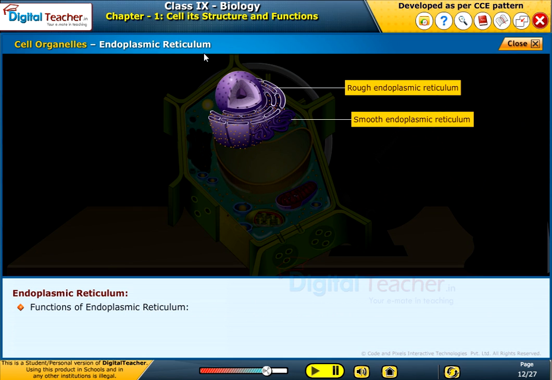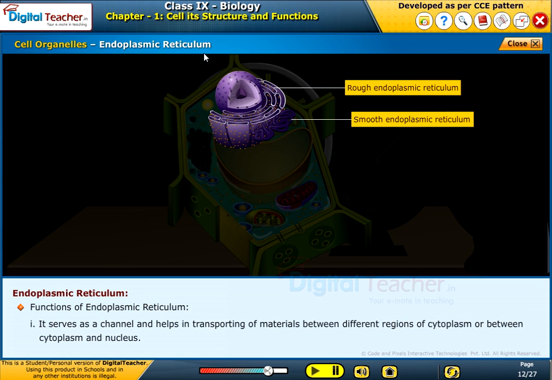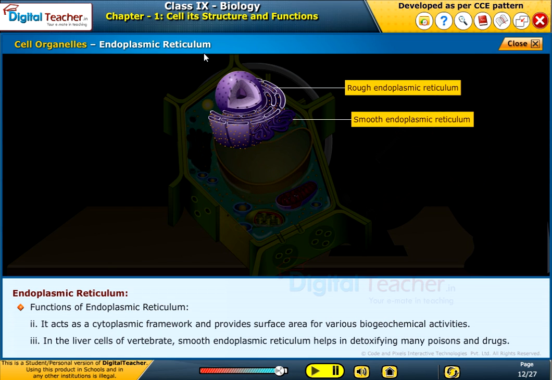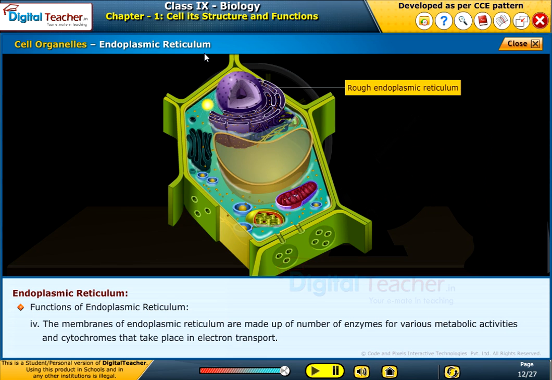Functions of endoplasmic reticulum. It serves as a channel and helps in transporting materials between different regions of cytoplasm or between cytoplasm and nucleus. It acts as a cytoplasmic framework and provides surface area for various biochemical activities. In the liver cells of vertebrates, smooth endoplasmic reticulum helps in detoxifying many poisons and drugs. The membranes of endoplasmic reticulum contain a number of enzymes for various metabolic activities and cytochromes that take part in electron transport.